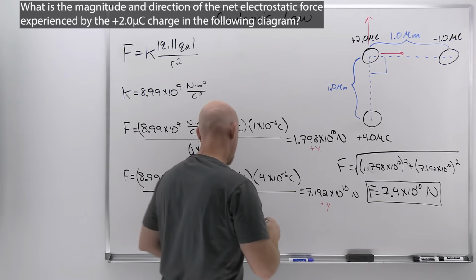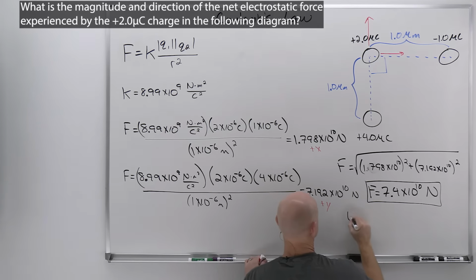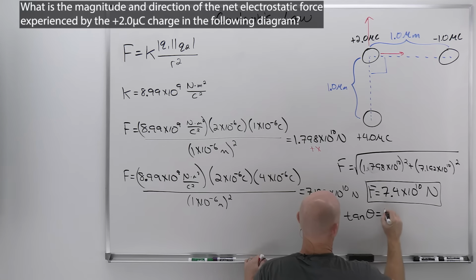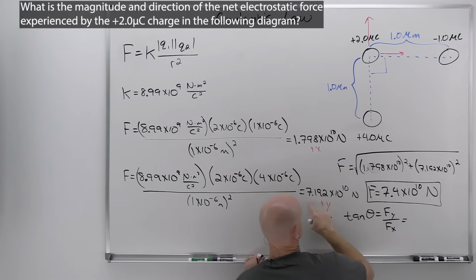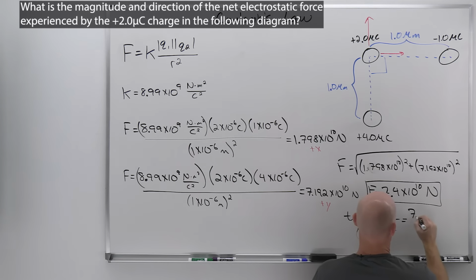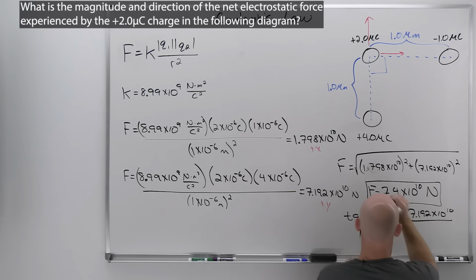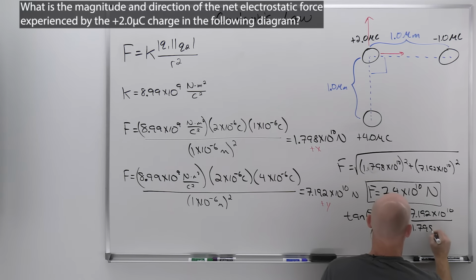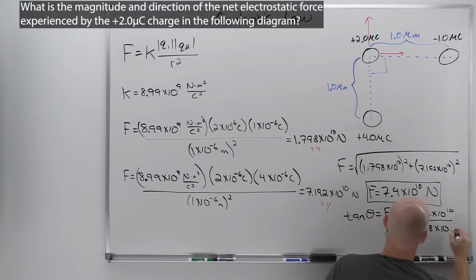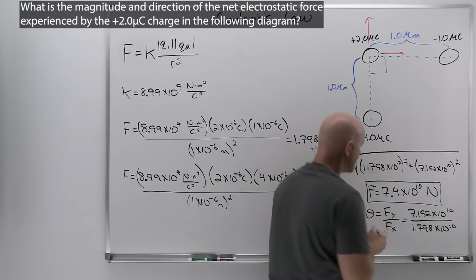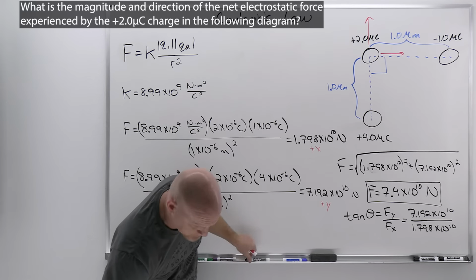And you might recall that tangent theta is going to equal the y component over the x component. Which in this case, that y component was again the 7.192 times 10 to the 10th over the 1.798 times 10 to the 10th. And we'll take the inverse tangent to get the angle.